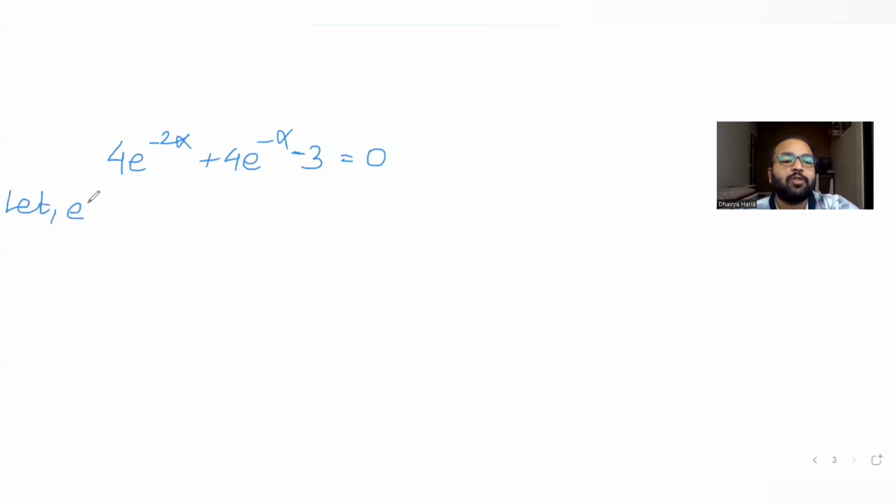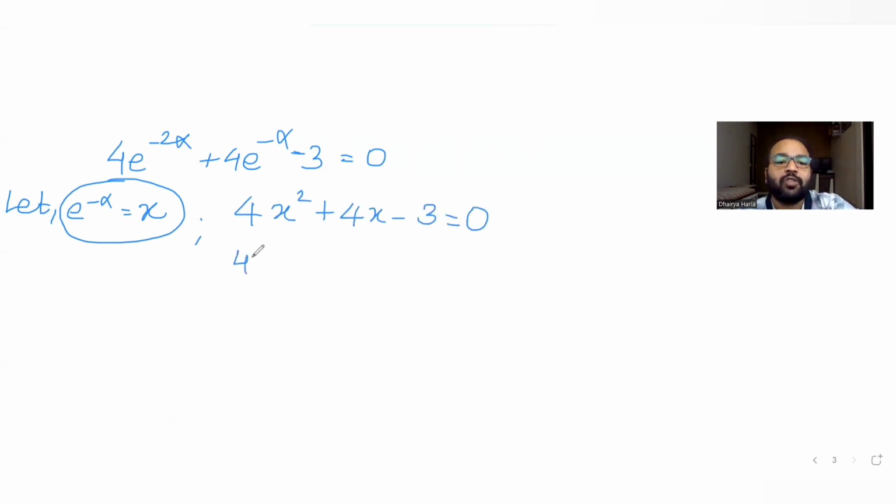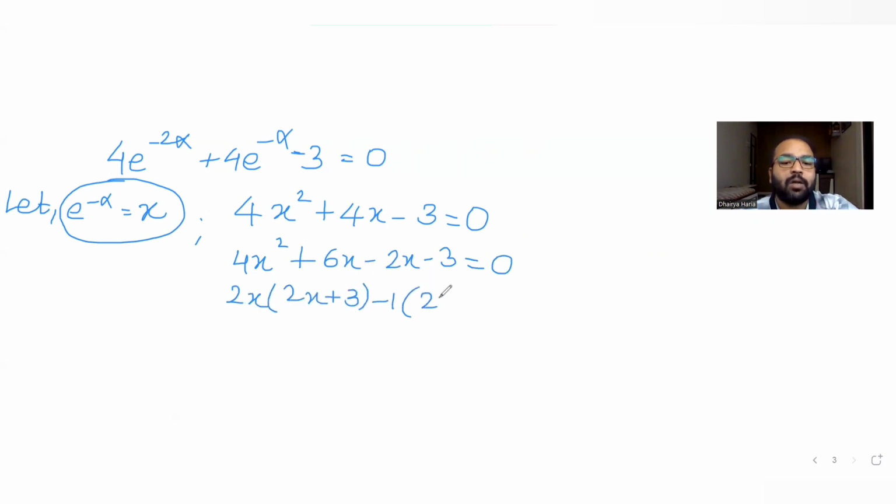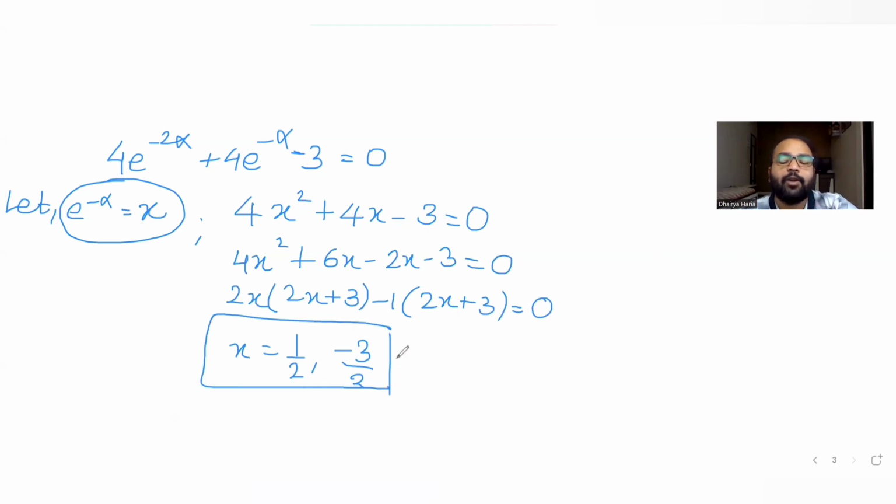Here, if I keep e raised to minus alpha as, let's say, any other variable, let's say x. So the equation now becomes 4x square plus 4x minus 3 equals to 0. So quadratic equation, if I solve this, it becomes 4x square plus 6x minus 2x minus 3 equals to 0. So 2x common, 2x plus 3 minus 1, 2x plus 3 equals to 0. So x I get here as half and minus 3 by 2. So I get two values of x.